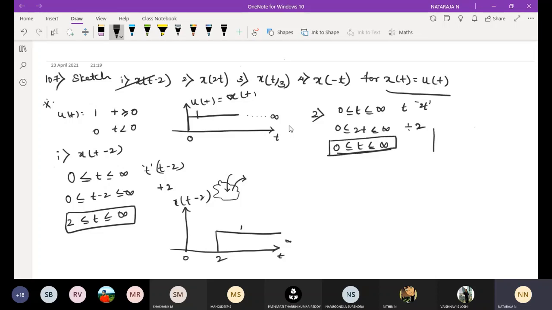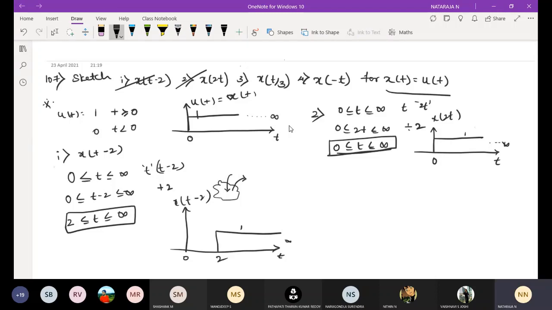For x of 2t also, this is t and this is x of 2t. The signal starts at 0 and ends at infinity, with amplitude 1. This is the second case. Try the third and fourth.